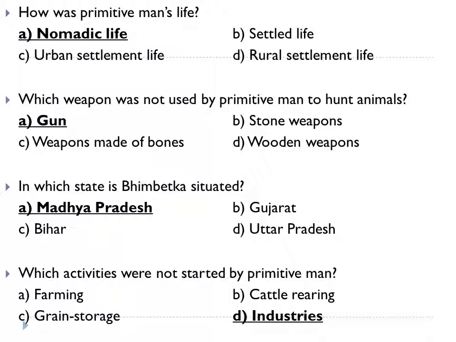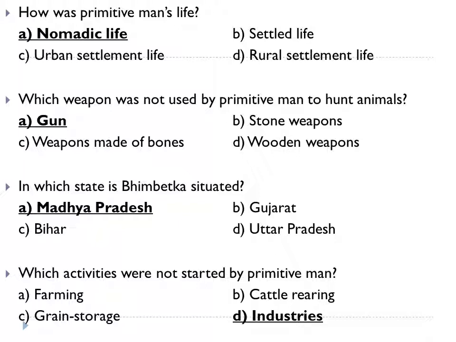In which state is Bhimbetka situated? A. Madhya Pradesh. B. Gujarat. C. Bihar. D. Uttar Pradesh. The correct answer is A. Madhya Pradesh.